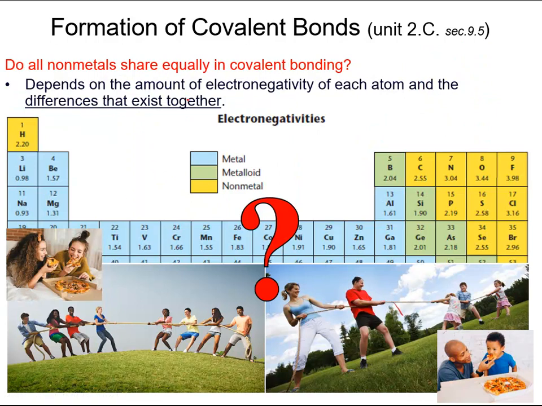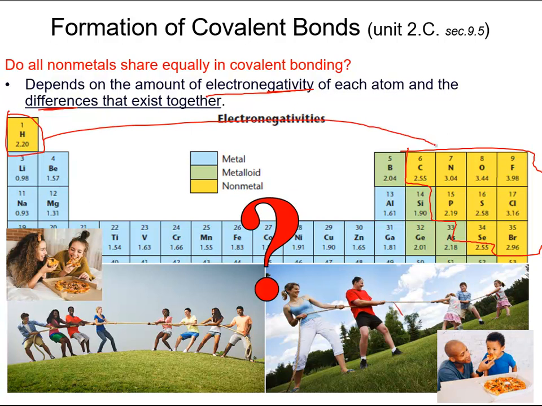The amount of sharing that exists between two nonmetal atoms is based on the difference of electronegativity. If we look at this chart for electronegativity, it's a number chart, not that you're going to have to know the numbers, but we can tell that the nonmetals, which are in yellow, all have high electronegativity values relative to the metals. And that's why these guys share electrons.